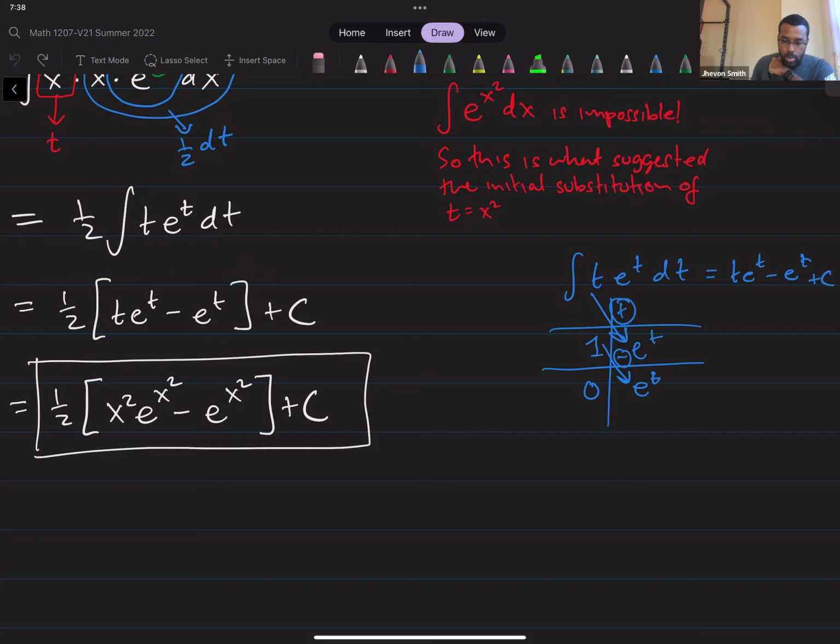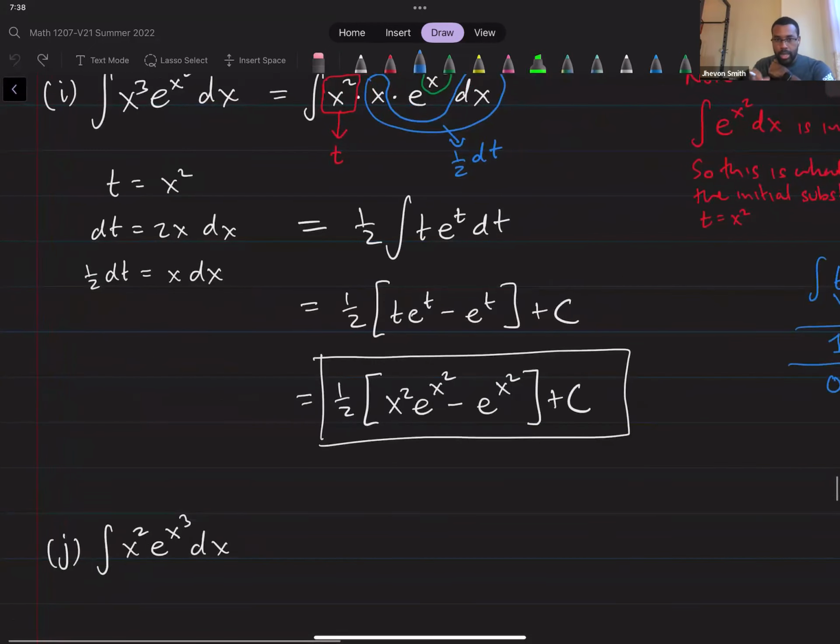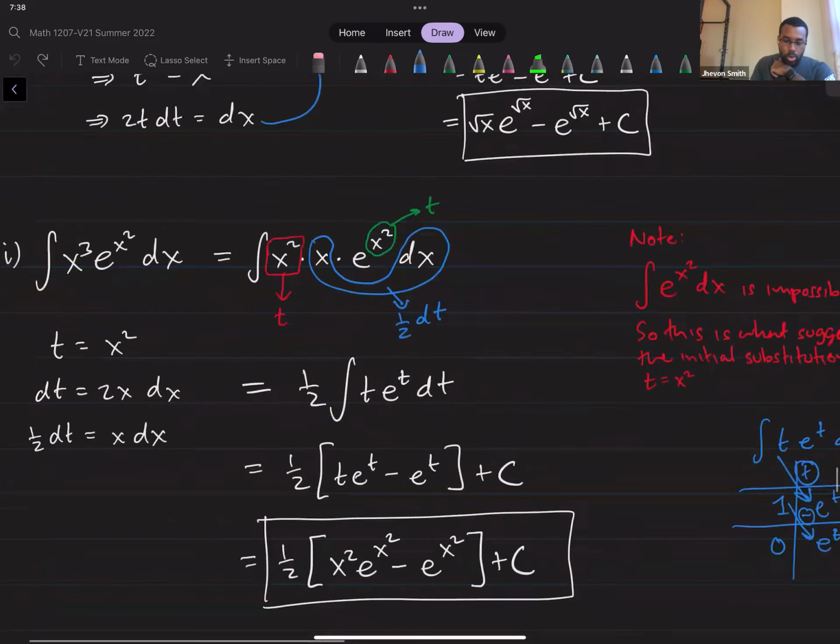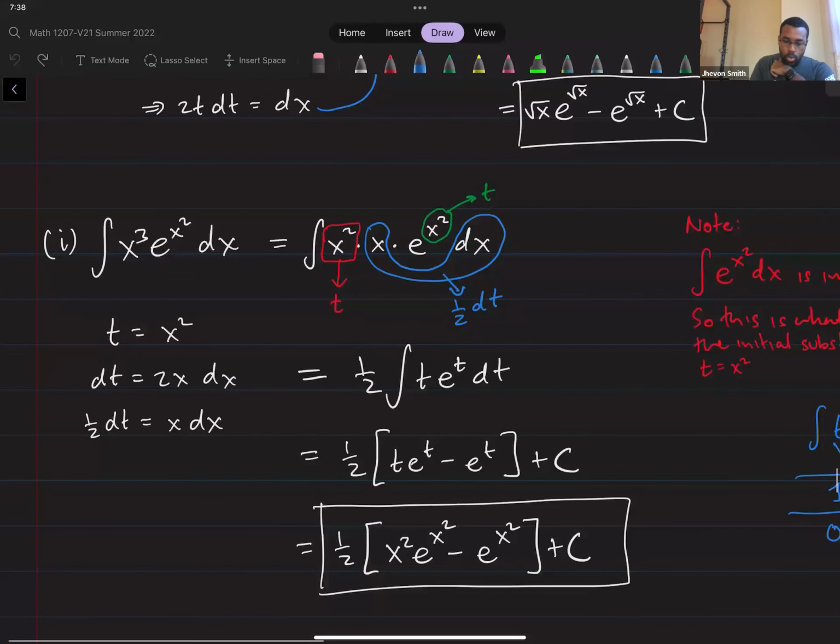Cool, thank you. So the tabular method replaces the integration by parts. It won't replace the substitution portion.